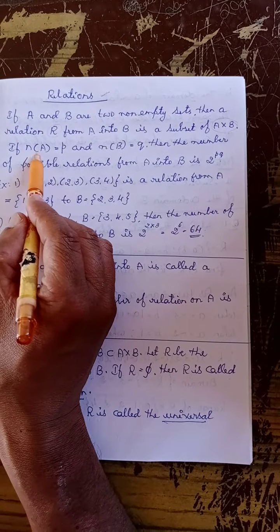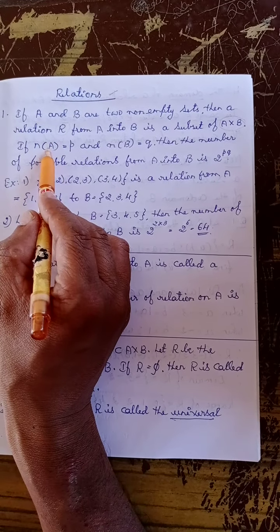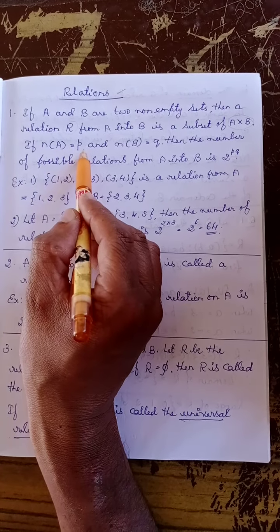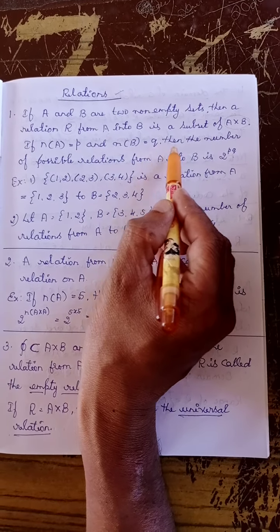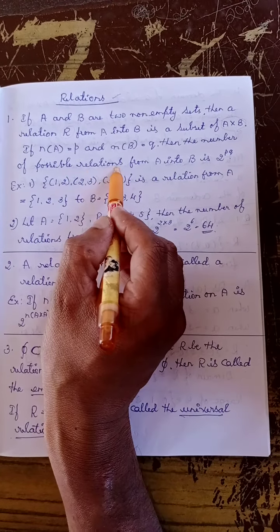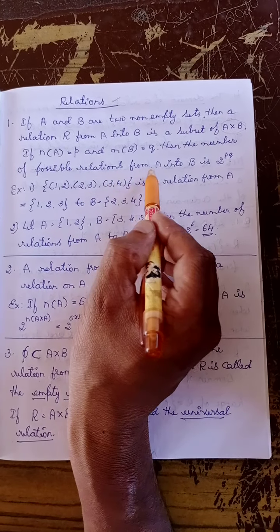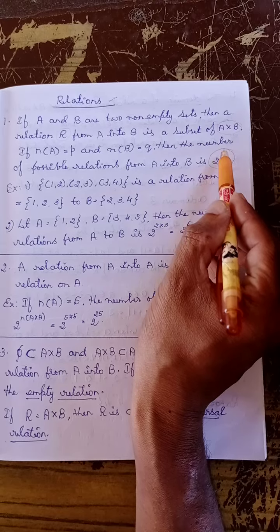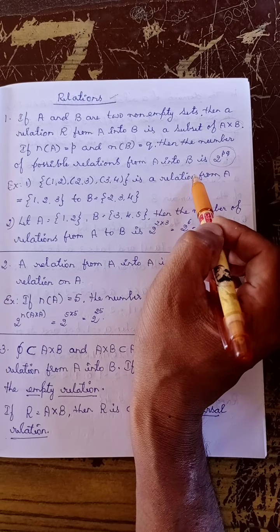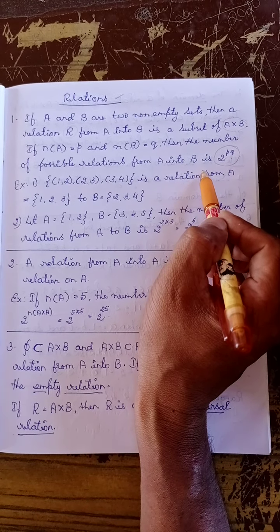Therefore, if n(A), the number of elements in set A, is p and the number of elements in the given set B is q, then the number of possible relations from set A into set B is 2 to the power pq. This is always very important: how many relations are possible for the given sets?